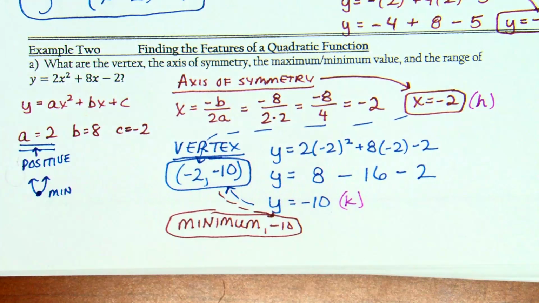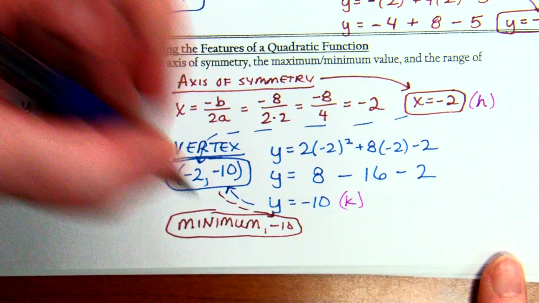Oh, you're on the next part? Okay, last thing we have to find is the range. And if you recall, range is based on what we just did. What are we thinking here? -10 less than or equal to infinity.